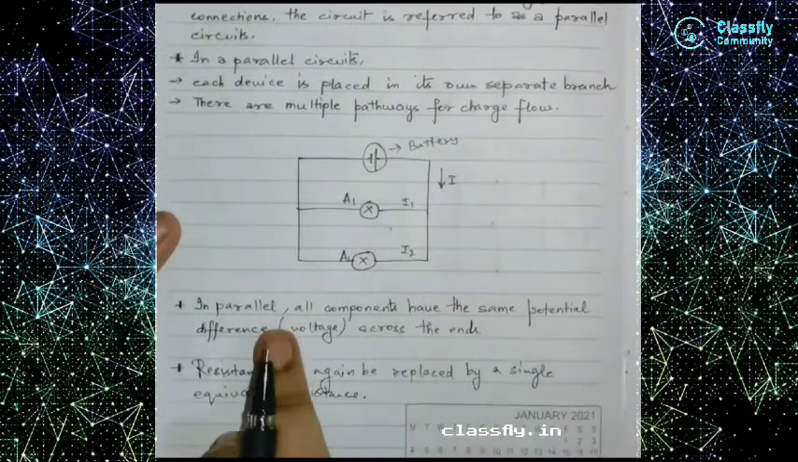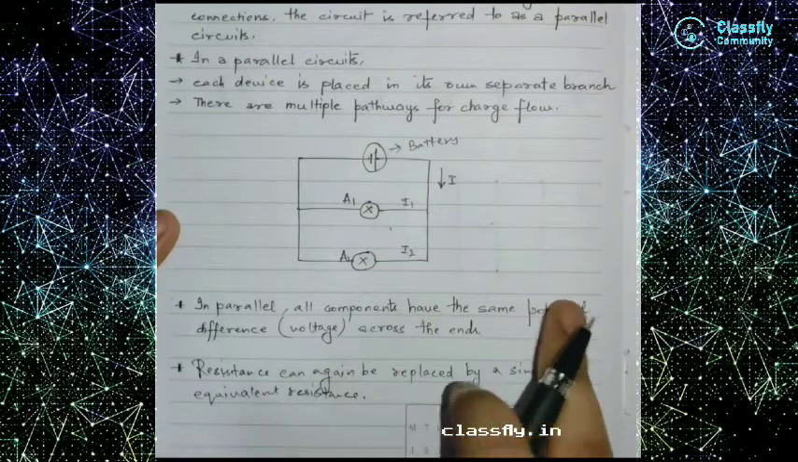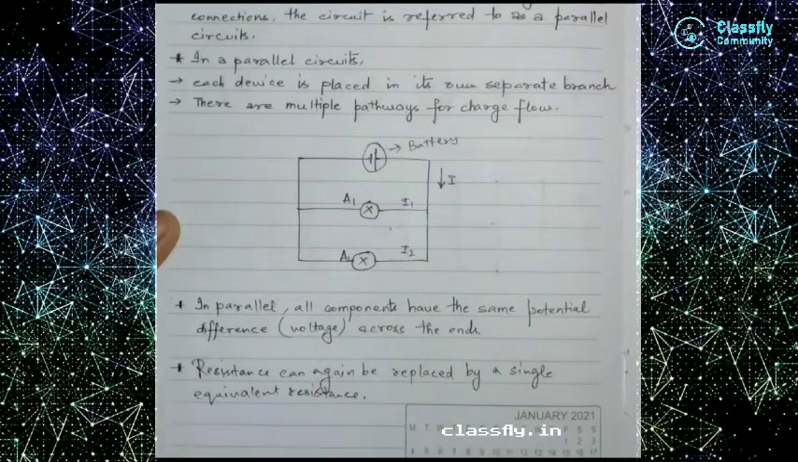So, in parallel, all components have the same potential difference across the ends. Can you all tell me what series has the same? Yes, as I told, series has the letter I. That means current is the same in series. But just the opposite is the parallel. Parallel will have the voltage the same for all the components.